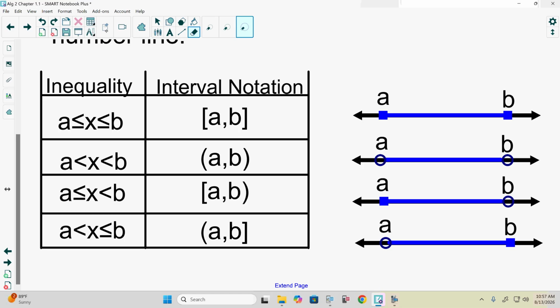Questions on these here? Probably familiar, you've done these in Algebra 1, middle school, graph number lines, inequalities. Questions on bounded intervals?